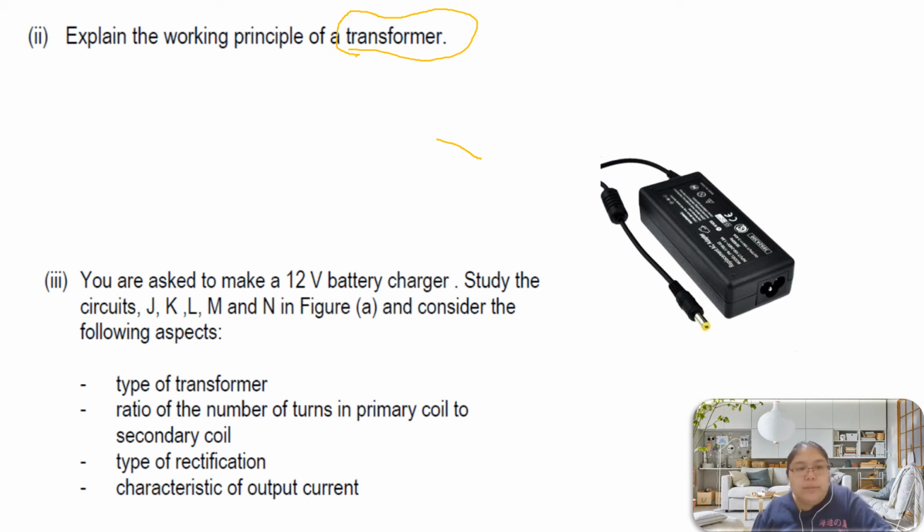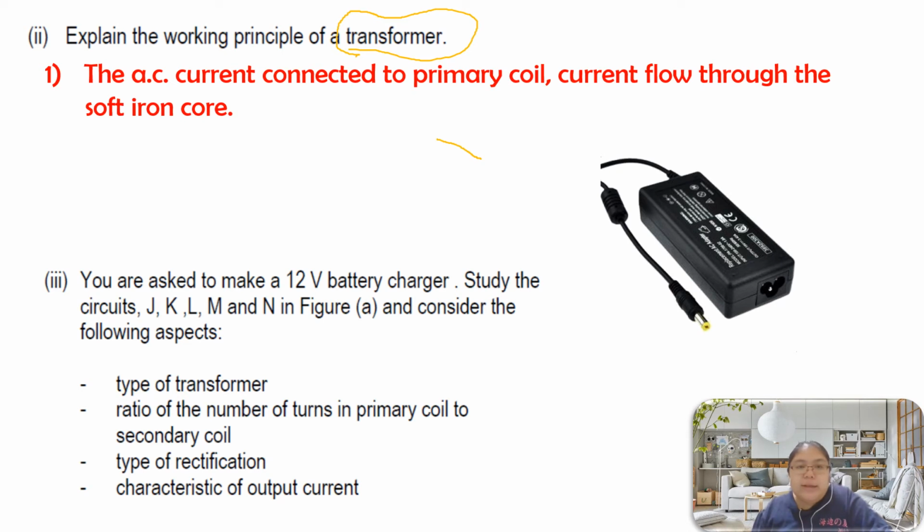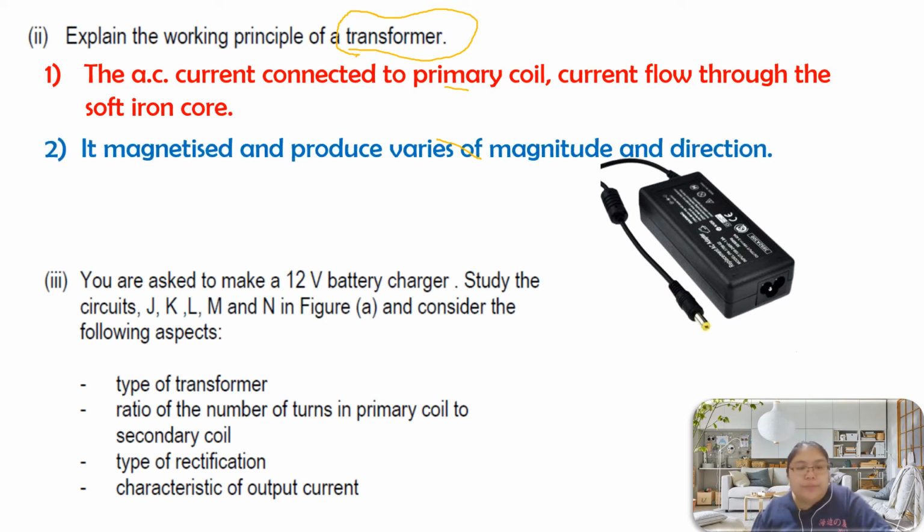First one, the AC current is connected to the primary coil. Then the current flows to the soft iron core. The second one, when it goes through the soft iron core, we know it should magnetize. After that, this one is a keyword: it produces various magnitude and also direction. So when the current goes through, you'll find that it produces a different magnitude and also direction because it is AC.